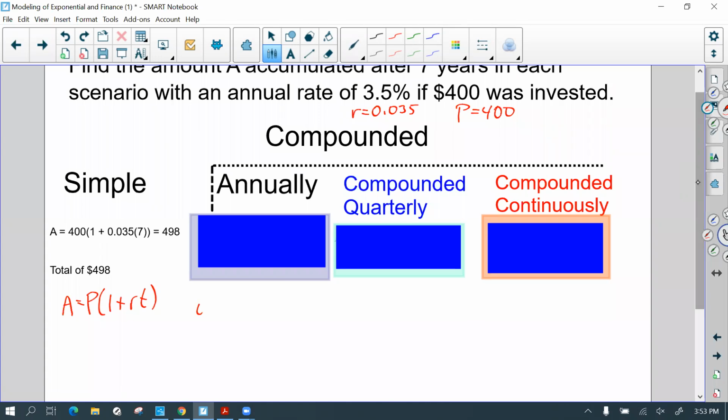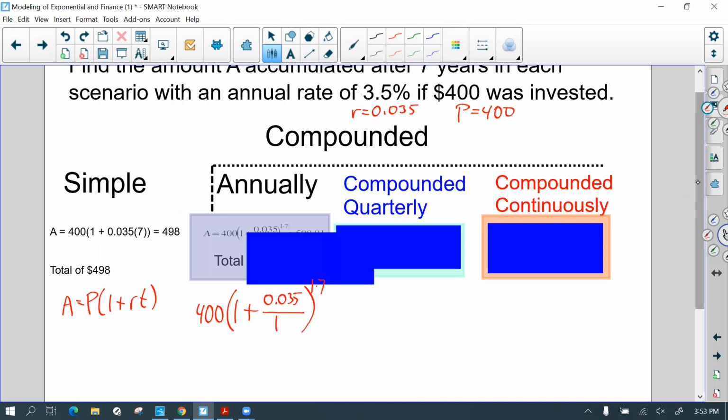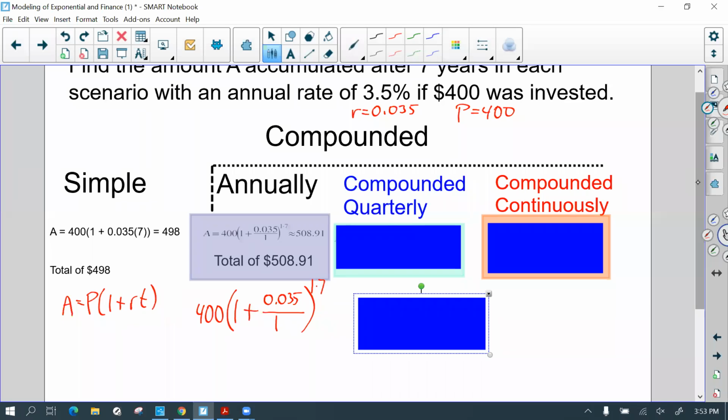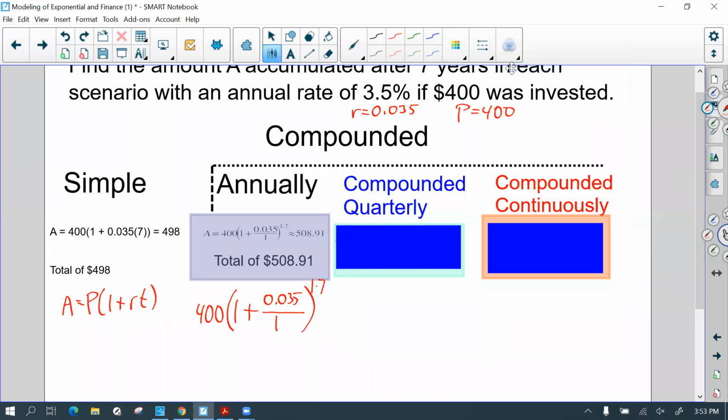What if it's getting compounded annually? So $400 times 1 plus the rate, 0.035. Remember, divided by how many times per year. So if it's getting compounded annually, then that's just once per year, raised to the k times t. So raised to the 1 times 7. And you put that in your calculator, press enter, you get $508.91.